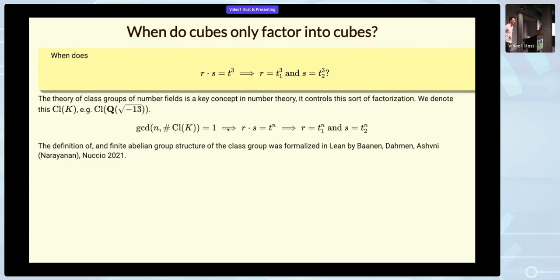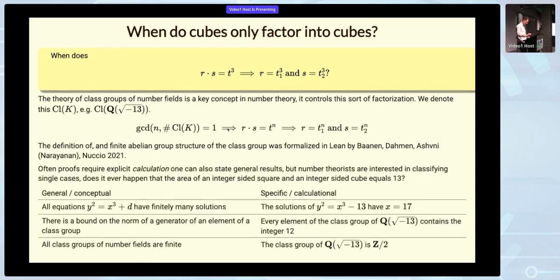This is where I want to draw a contrast between general conceptual proofs and more specific, calculational proofs. If we only wanted to prove that there were finitely many solutions, it might be enough to give an arbitrary bound on the size of this group, since we just need finiteness. But if we really want to find these solutions, we need to calculate this group and get a very good bound on its size to show that it's not divisible by 3.